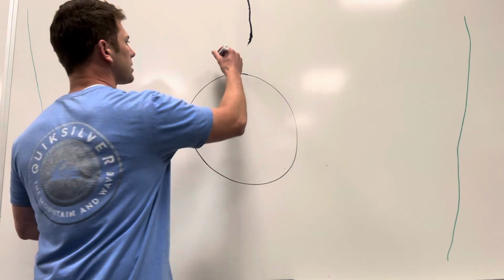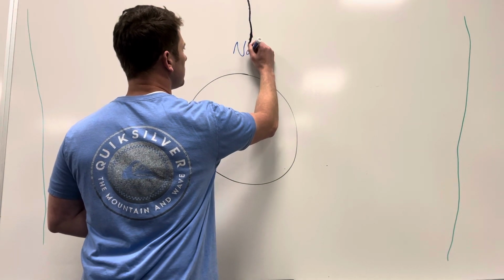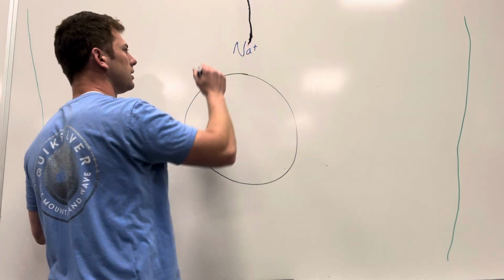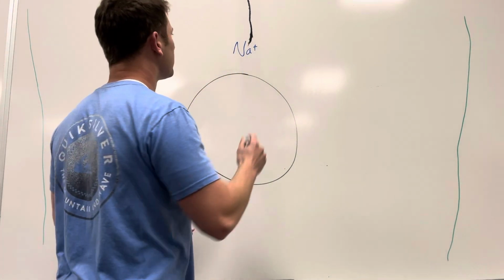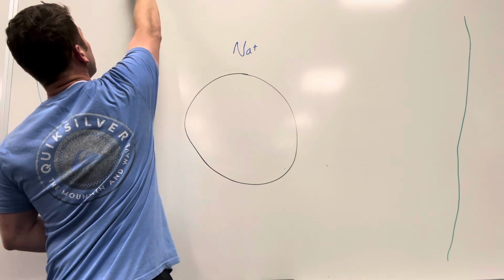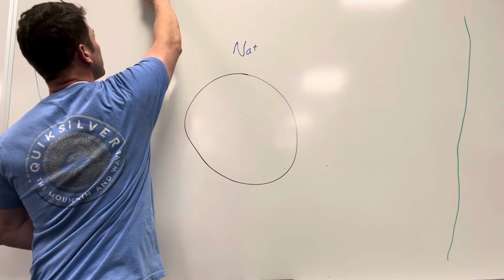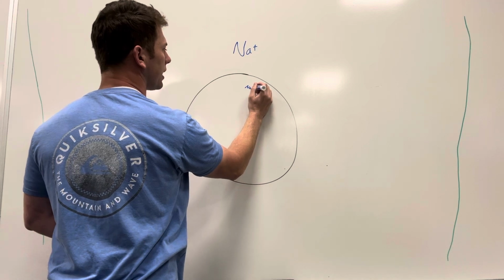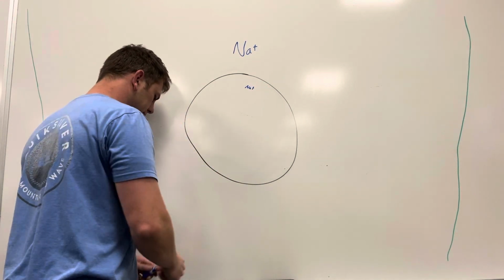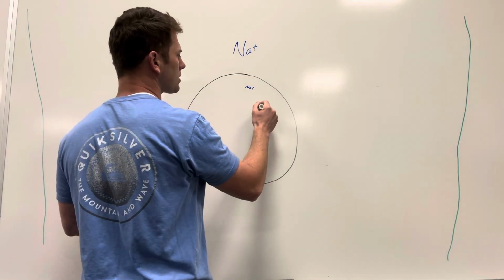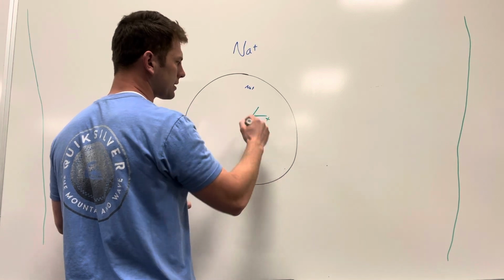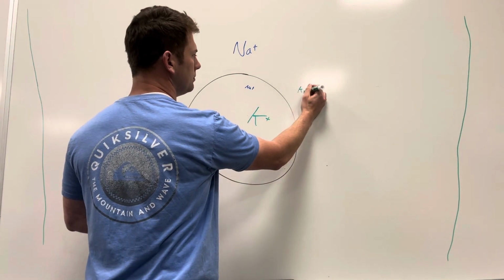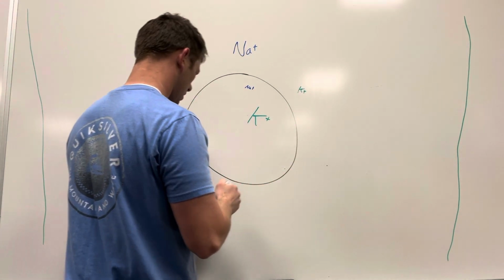And we have lots of sodium outside the cell. And this thing's right in the way. I don't know why I drew it right in that way. Anyway, and then less sodium inside the cell. We also have lots of potassium inside the cell, but less outside the cell.